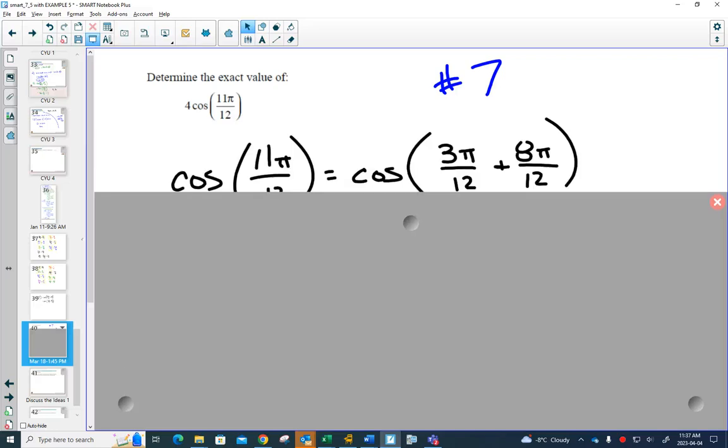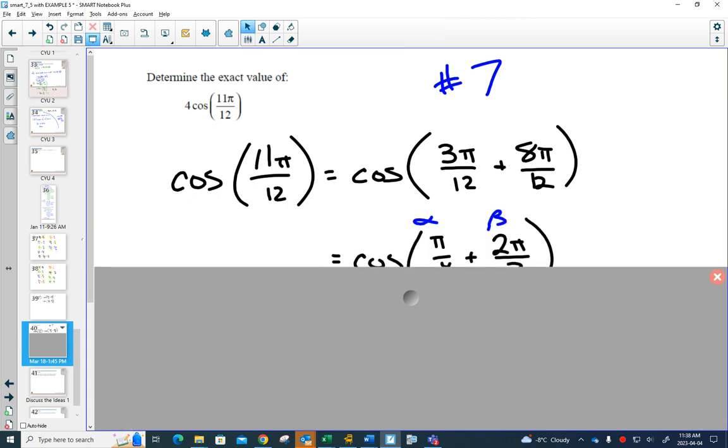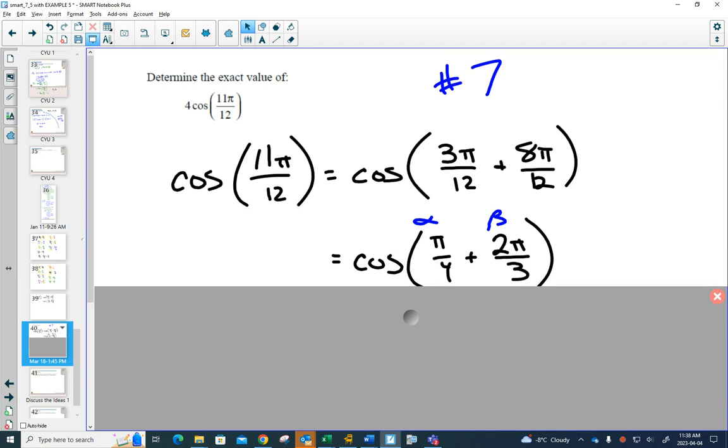So if we figure out cos of 11 pi over 12 first, what I would have done is I would have just said, okay, I'm just going to start with pi over 4, because I know I need a pi over 4. Pi over 4 is 3 pi over 12. What do I have to do to get to 11? I would have to add 8. That's pretty straightforward. Then when I reduce these, it always works out that they're both on our pi plate.